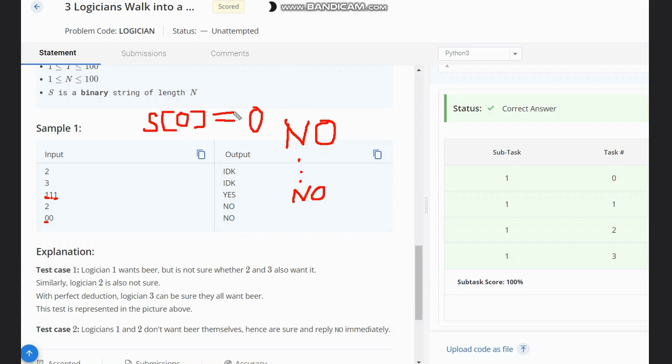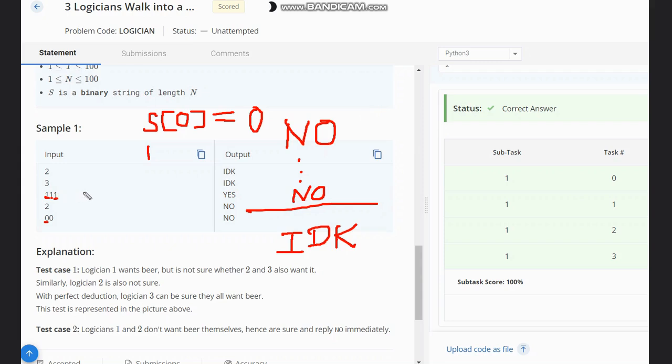And if it is 1, then it would output I don't know, because it doesn't know about the rest of them. So these are the cases for the first index.